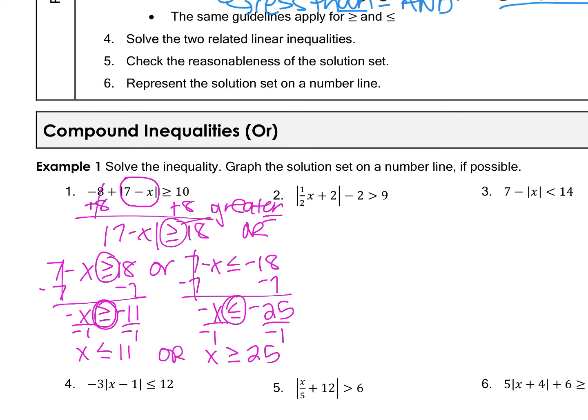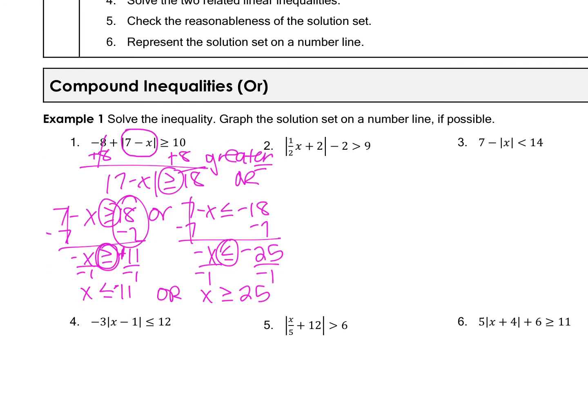Okay, so there's my solution here. x is going to be less than or equal to... that should actually be a negative. My bad. Right here, it was a +11, and then I divided it by -1, so -11 there. Okay, so there's my solution set.